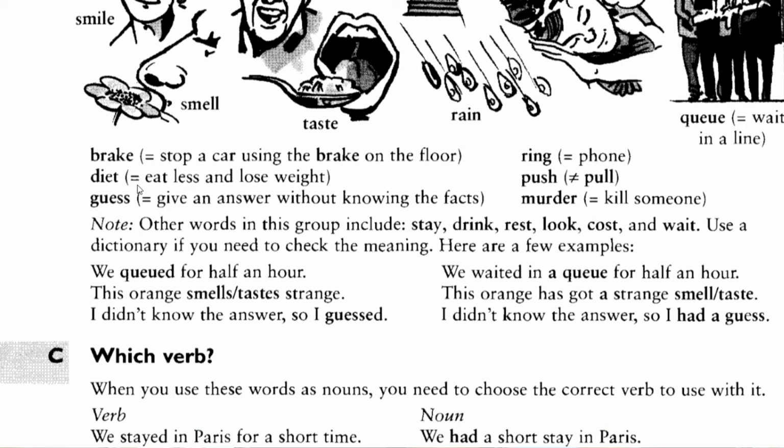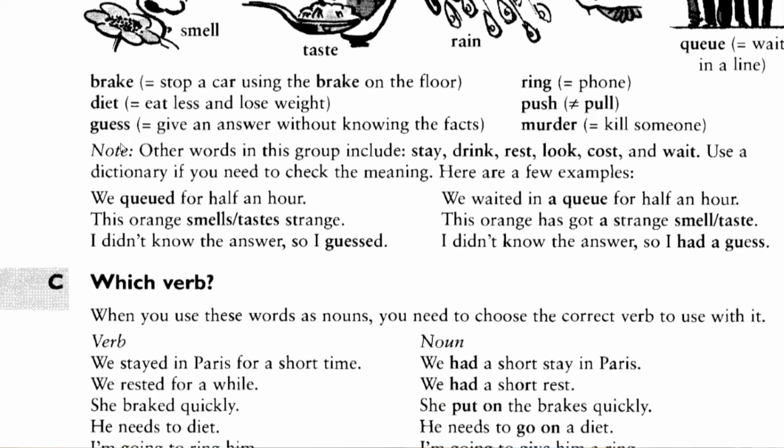Here we have brake. To brake means to stop the car using the brakes on the floor of the car. Diet: to diet means to eat less and lose weight. Guess: give an answer without knowing the fact. If you don't know something, try to make a guess.